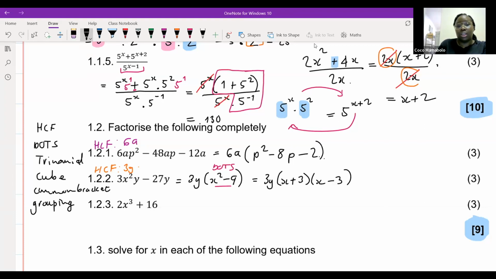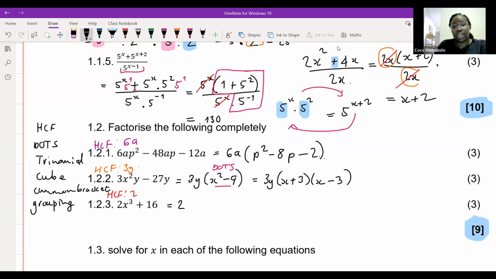All right. Can I look at the last one? Please give me a thumbs up if what I've just explained makes sense. This last one over here has an HCF of 2, so I'm going to take 2 out as a common factor. I will show you now.